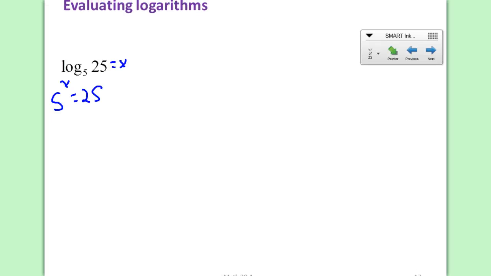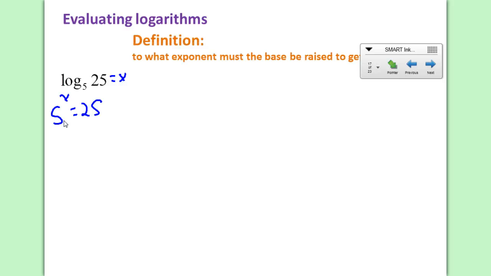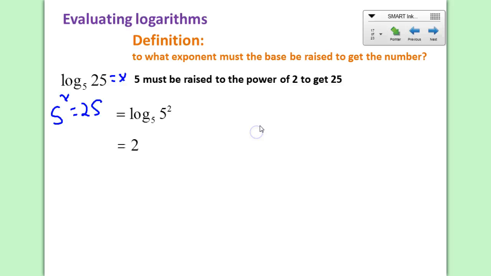So what do I do if somebody wants to evaluate what's the log of 25? I think we get the idea. For some of you, you can just say, oh, to what exponent do I put on 5 to get me 25? So in other words, you could say, well, let's just put an x out there, and change it to an exponential statement like this, and now evaluate it, okay? Obviously, 5 must be raised to a power of 2 to get you 25, so it ends up being equal to 2.